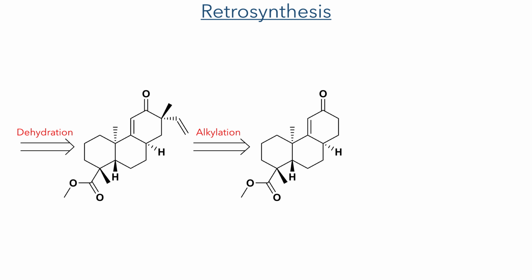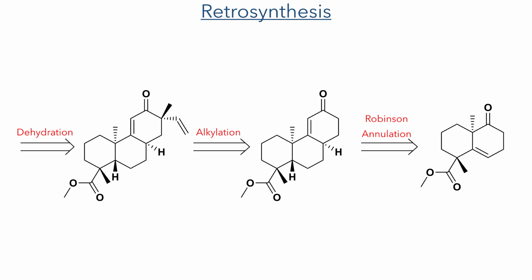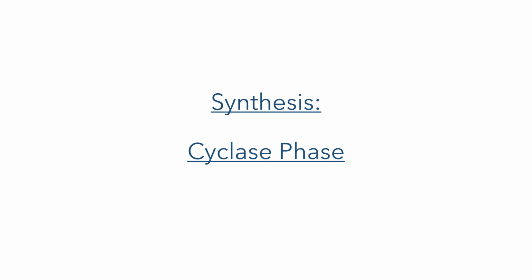The other alkene group required for this reaction could be installed using simple alkylation chemistry, and the tricyclic compound required for this reaction could be synthesized using a Robinson annulation of a bicyclic compound, which the group had previously developed for a different synthesis.